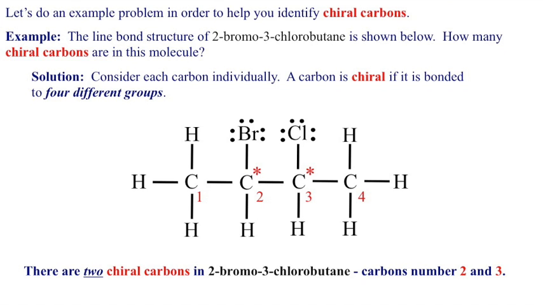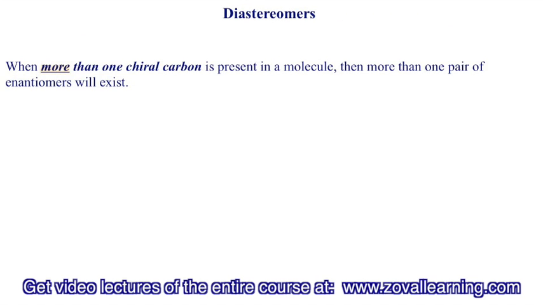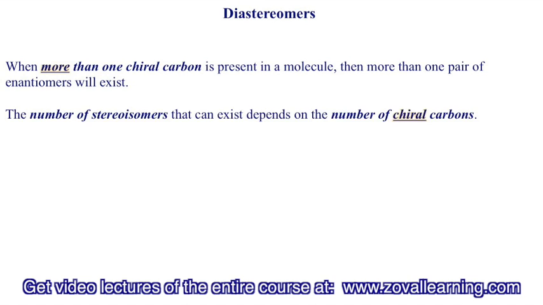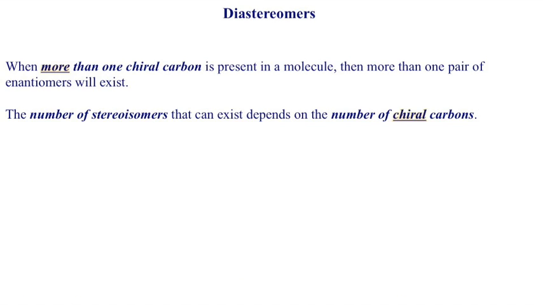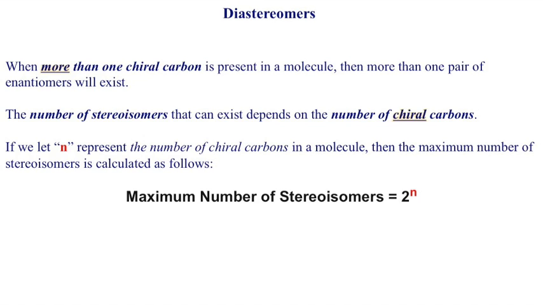Before I have you do a problem, there's one last concept I'd like to introduce you to. When more than one chiral carbon is present in a molecule, then more than one pair of enantiomers will exist. The number of stereoisomers that can exist depends on the number of chiral carbons. If we let n represent the number of chiral carbons in a molecule, then the maximum number of stereoisomers is equal to 2 raised to the nth power.